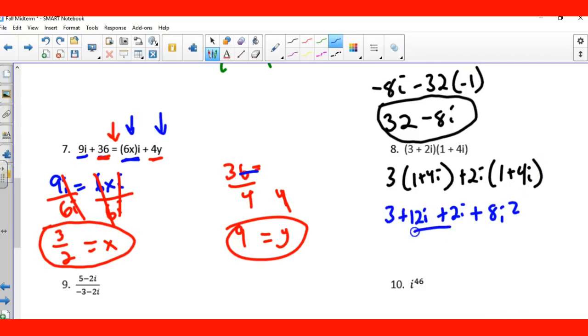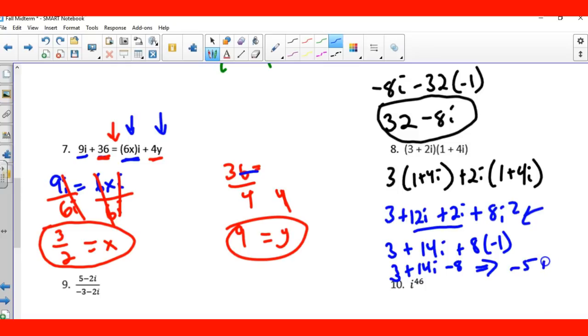Now, you're going to combine like terms here, and we're also going to convert i squared to negative 1. So we have 3 plus 12i plus 2i is going to be 14i, and i squared is negative 1. So I have plus 8 times negative 1. Now, 8 times negative 1 is going to be negative 8. So you have 3 plus 14i minus 8. So now, to simplify this all the way, you have 3 minus 8, that's negative 5, plus 14i. I know that seems like a lot, but I just want to be very thorough in my explanation, okay?